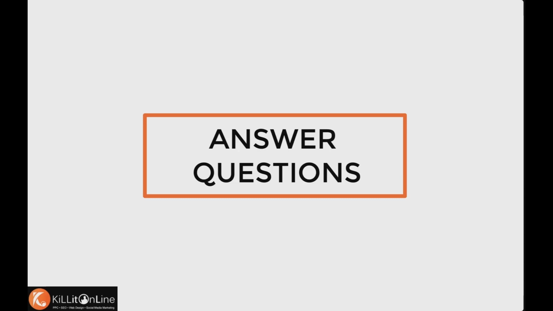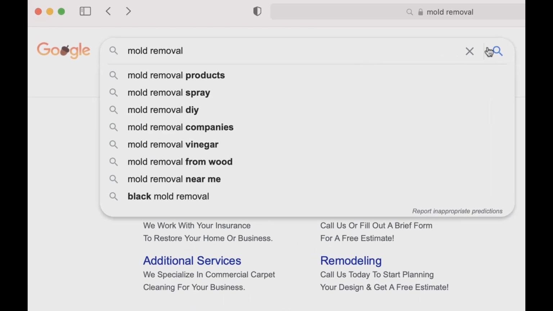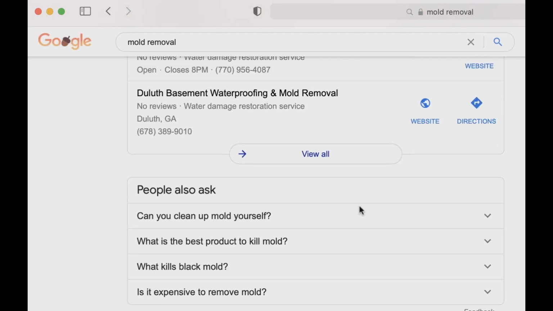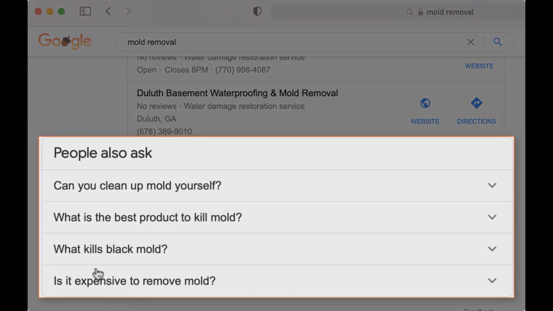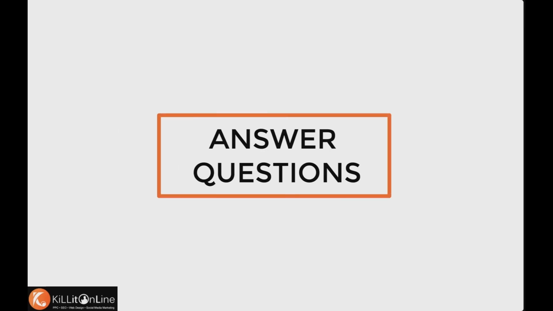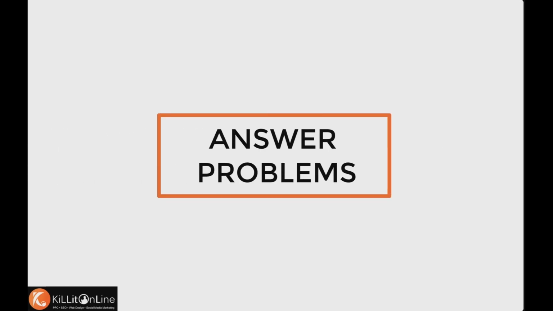Remember, I showed you how you can find questions that people ask. You can go to Answer the Public, or you can go to Google any search phrase, and I've already done mold removal for you. If you scroll down, it says people also ask. So, is it expensive to remove mold, right? You can focus on answering questions that people have within the content that you're writing for the landing page. You should also answer their problems, or the problems that you think they might be facing at the time when they're going through a certain issue in their house.